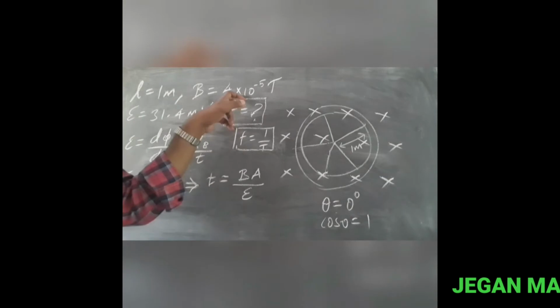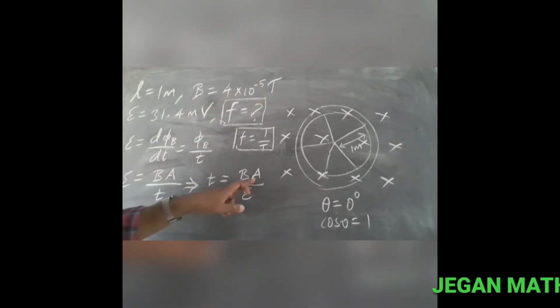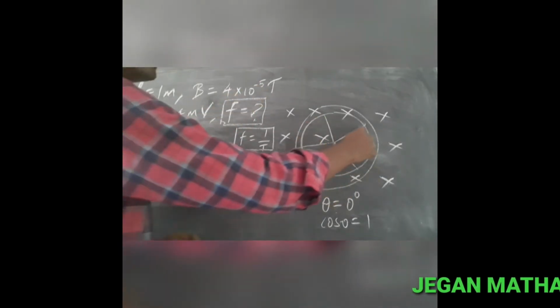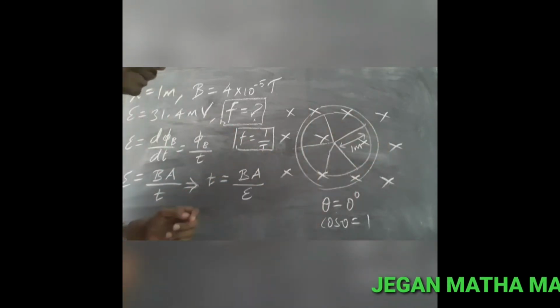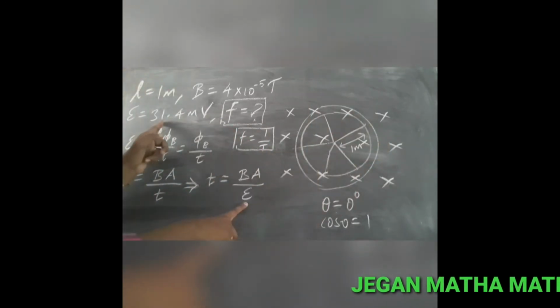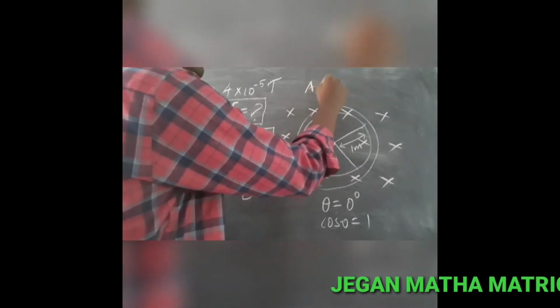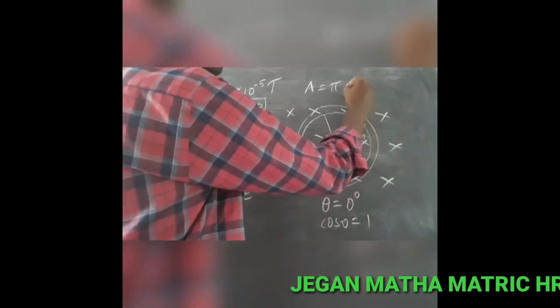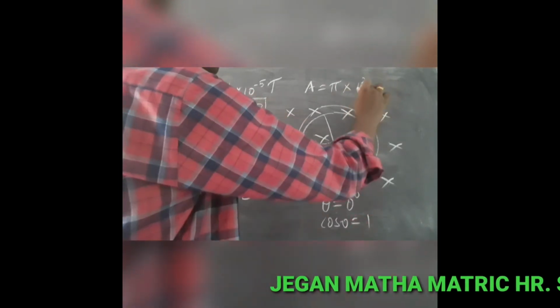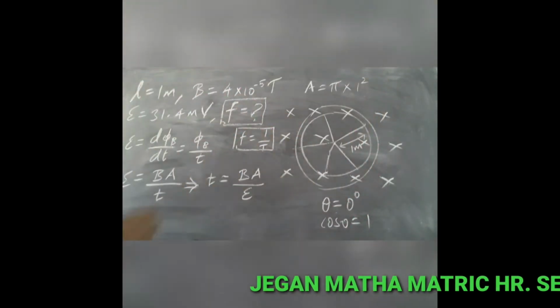B is a given value, 4 into 10 to the power minus 5. Area for this one revolution: one revolution is over means one complete circle is over. So area of the circle we have to find. EMF value they have given. It is a given value. So area we have to find. Area is equal to pi r squared. What is our radius? That is the length of that spoke. So 1 meter. So 1 meter square, which is equal to pi only. Now we can apply the values.